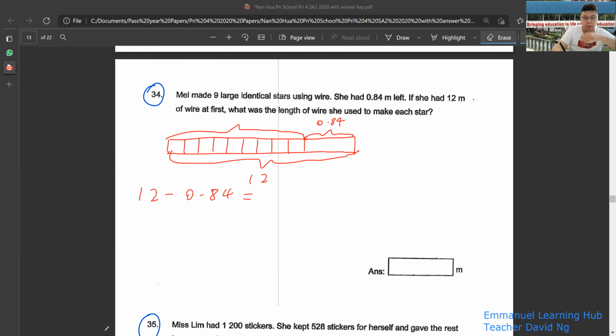You know how to calculate the decimal? No. If it's 12 meters, you write 12.00, because 0.84 is 2 decimal places. So you use 12.00, then minus 0.84. Then you do per normal. 0, you have to borrow, right? Then you do your working, how you usually do. You finish the working, you tell me what answer you have. Okay.